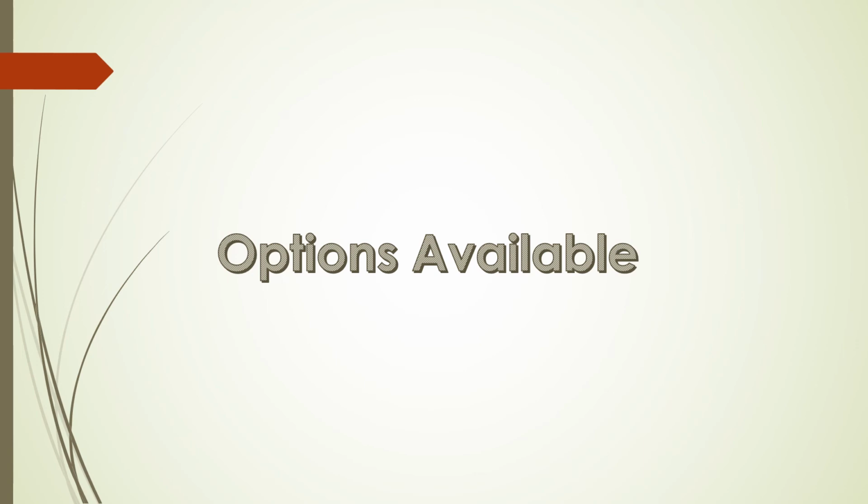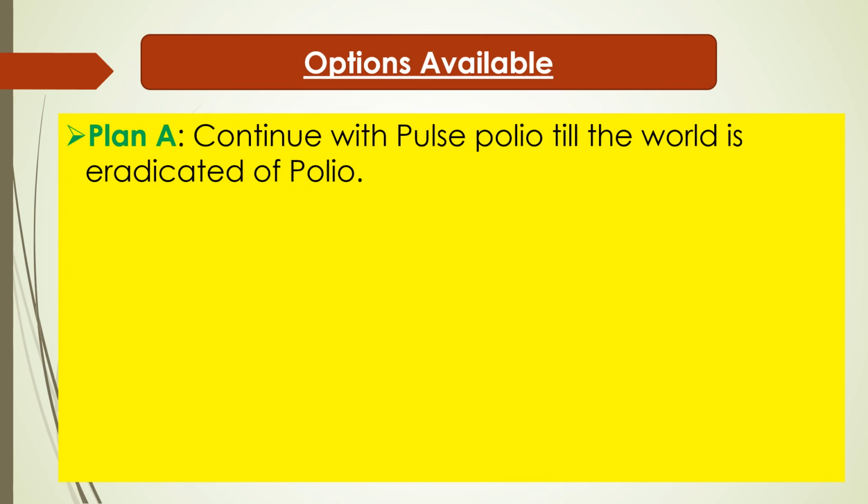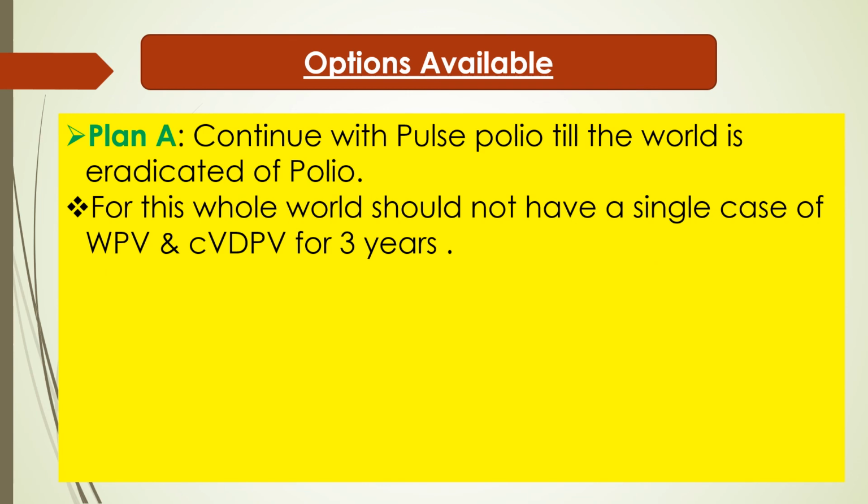So what are the options available? From my discussions, I am nobody to suggest one, but from my own thoughts on my discussion so far, I think option number one is what the WHO seems to follow: continue with the pulse polio till the world is eradicated of polio. The problem with that is, for this, the whole world should not have a single case of wild poliovirus and circulating vaccine-derived poliovirus and vaccine-derived poliomyelitis for 3 years. And that doesn't seem to be in the horizon in the near future.